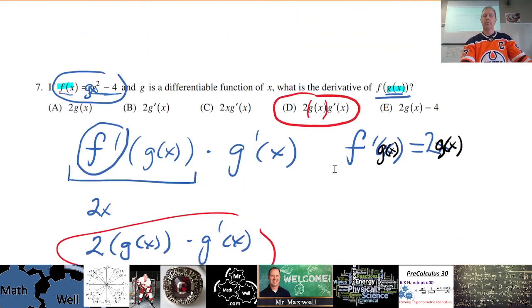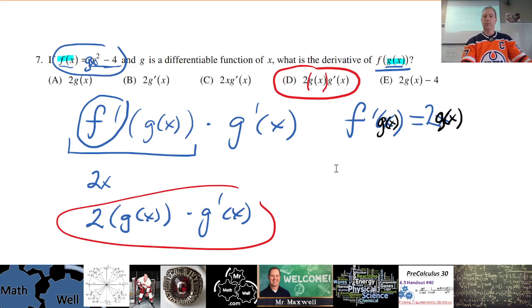The way I did it was I started with x squared minus 4, and I substituted in g of x, and then just did the derivative instead.